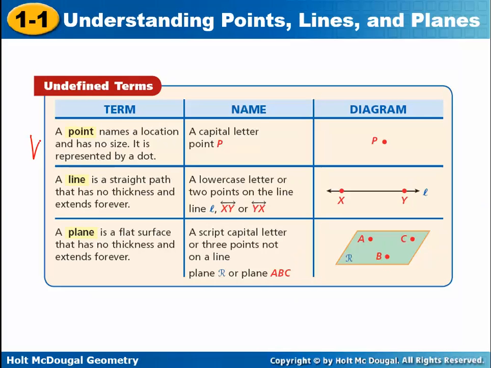So here we go with our first one, a point. A point names a location. It has no size. We use a dot because we have to put something there, so we just put a dot. And you use a capital letter to name it.